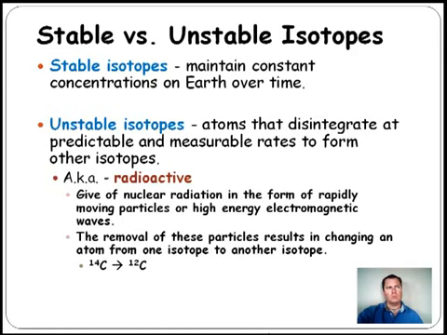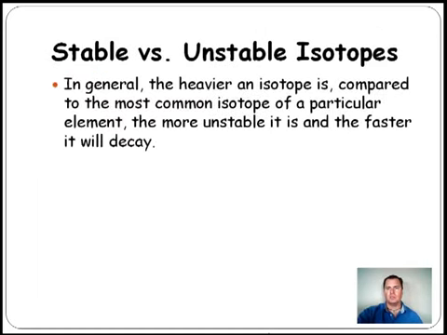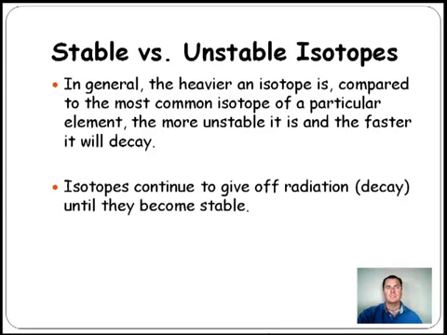Well, in general, what we see is that the heavier an isotope is compared to its most common form, the easier it's going to break down, or the more unstable it is, and the faster it will decay. And these unstable isotopes continue to decay or to give off radiation until they become stable, until they hit one of the stable forms.